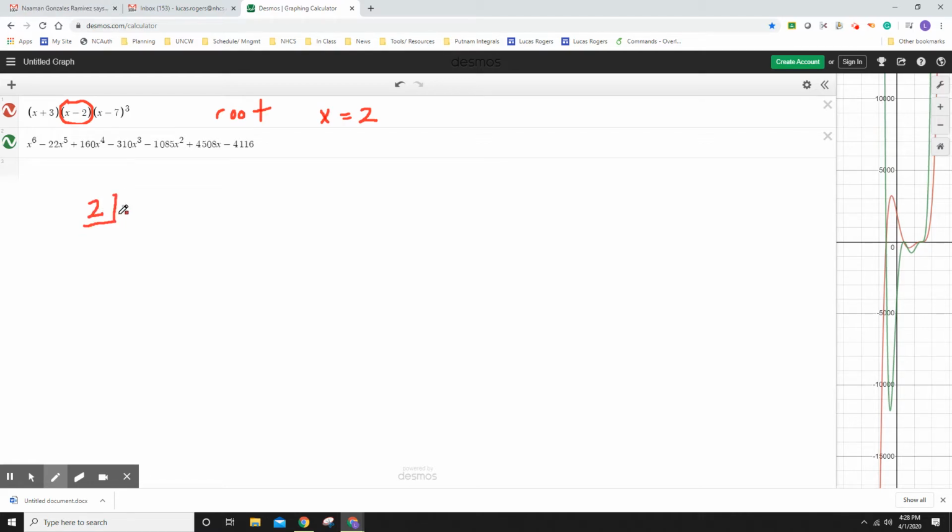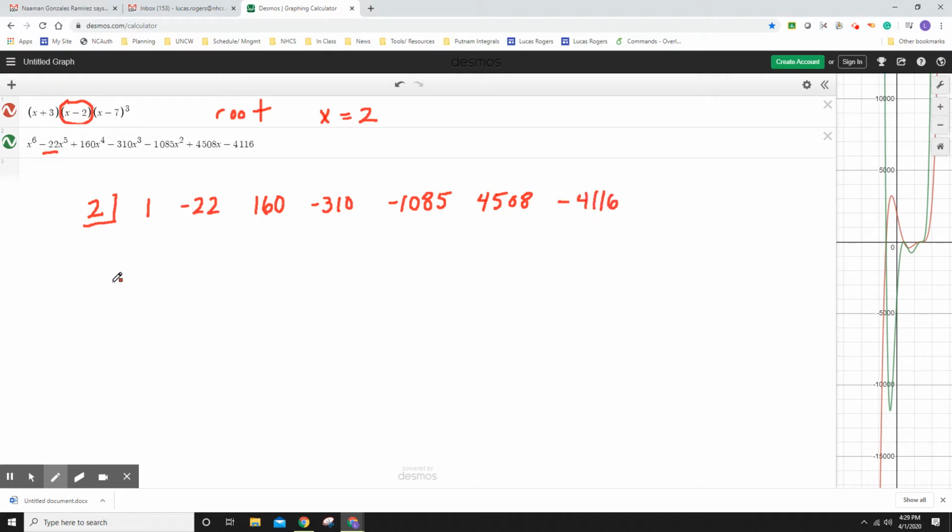Usually we will set up the structure here kind of like this. We'll draw this little semi box around the value of 2. And then what we're going to do is copy down all of the coefficients on this standard form. So we're always going to begin with the highest order exponent there. So we'll write a 1, and because the 22 is negative, this term will include its sign, negative 22, positive 160, negative 310, negative 1085, 4,508, and negative 4,116.